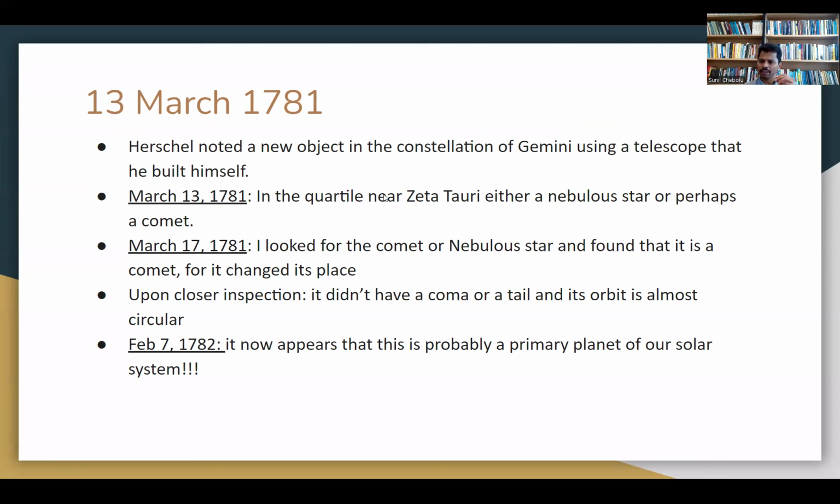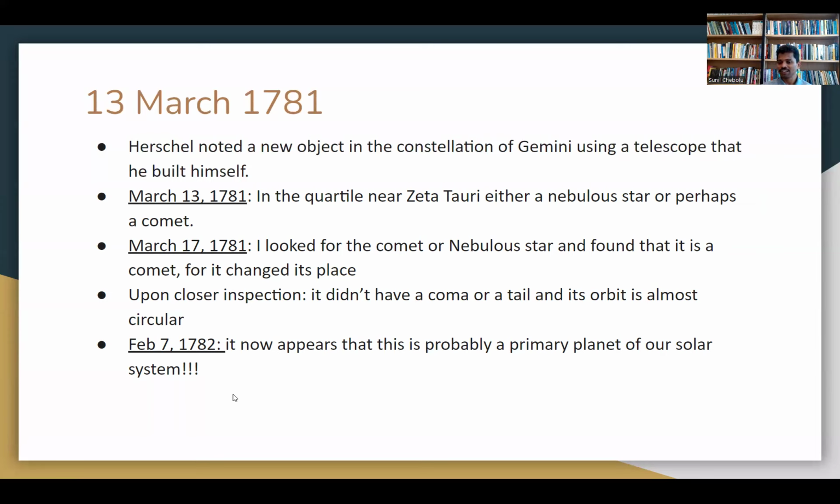So once again, he eliminated that it's a star because it changed its place, right? And stars don't change place so quickly. And then he eliminated that it's a comet because of its circular orbit. It's almost circular orbit, so it's not a comet. So now it appears that it's probably a primary planet of our solar system. Oh, this exclamation is due to me, right? I got very excited.